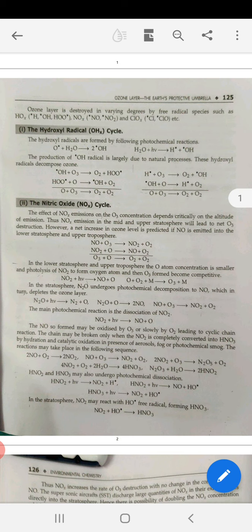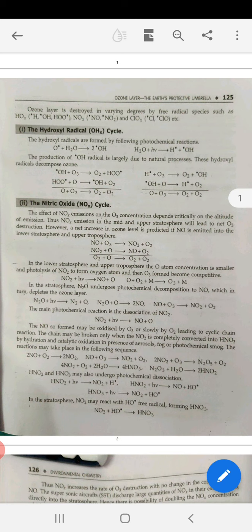In the stratosphere, N2O undergoes photochemical decomposition to NO, which in turn depletes the ozone layer. So N2O reacts with one quantum of radiation and is converted to N2 plus O. Similarly, N2O reacts with oxygen atom to form 2NO, and then NO reacts with ozone to form NO2 and oxygen. The main photochemical reaction is the dissociation of NO2. NO2 absorbs one quantum of radiation and is converted into NO plus O. The NO2 formed may be oxidized by ozone or slowly by oxygen, leading to a cyclic chain reaction.